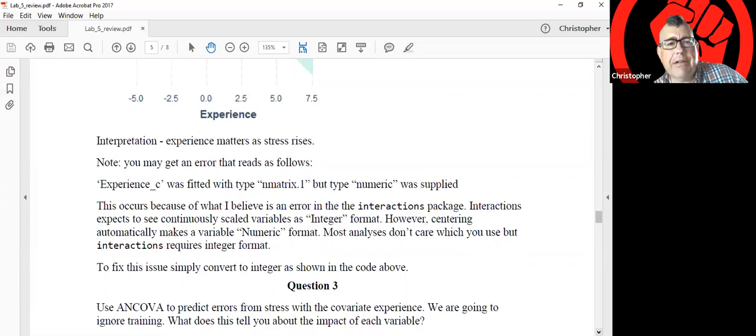I want to make clear that you may get an error that looks like this: "Experience C was fitted with type N matrix, but type numeric was supplied." As usual with R, these error messages are crystal clear and never confusing at all. This is what that as.numeric piece in the code that I provided gets around. So definitely be sure that you are using that approach, or the approach that I outlined in this handout. Otherwise, you will get that error, and it's really frustrating, and it doesn't really tell you anything.